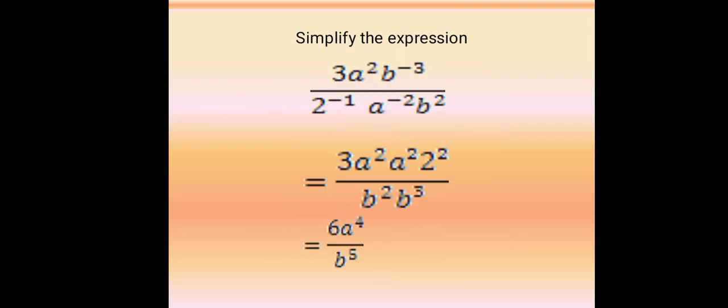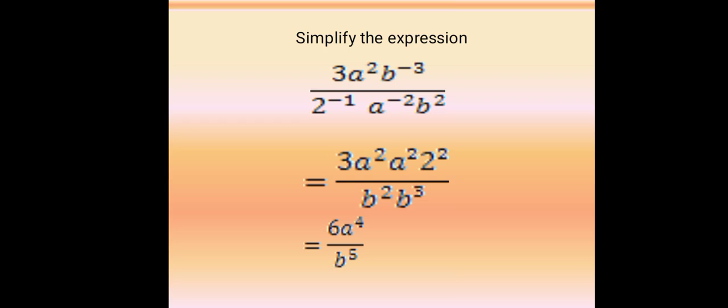Now simplify the expression. We have 3a squared b raised to the power of negative 3 all over 2 raised to the power of negative 1, a raised to the power of negative 2, and then b squared. Now you can see the 2 up there raised to the power of negative 1 can go up, so it will go up and we'll have 2 multiplied by 3.